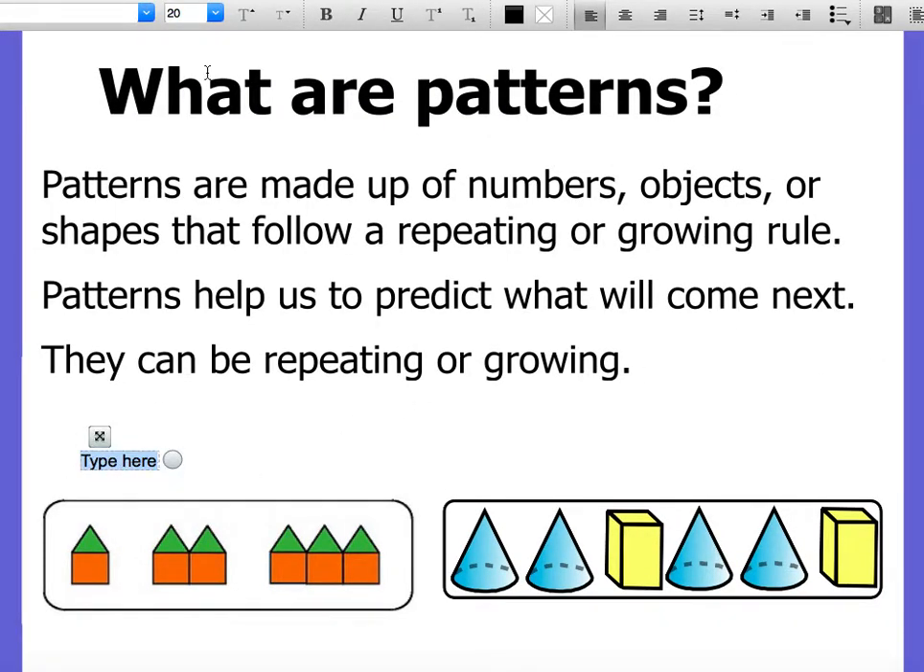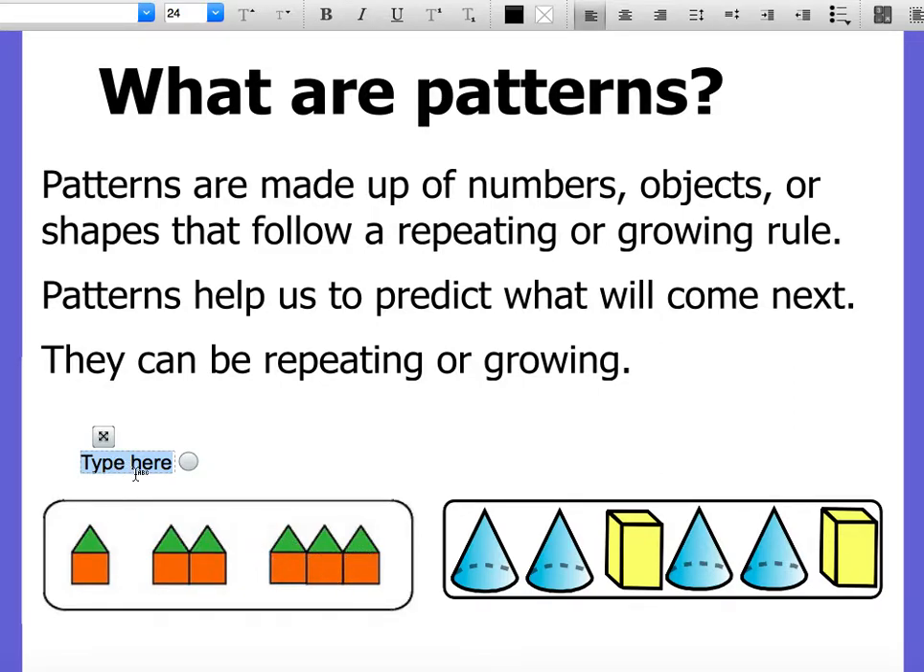So this pattern here, there's a square with a triangle, and then there's two squares with a triangle, and then there's three squares with a triangle. This is obviously a pattern, but what is significant about this pattern? Right here we have one and one. Next we have two squares and two triangles. And the next one you see three squares and three triangles.